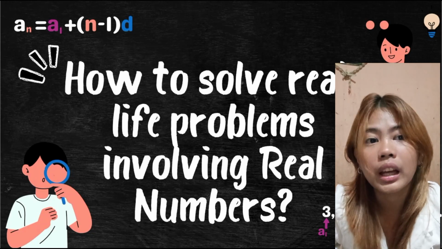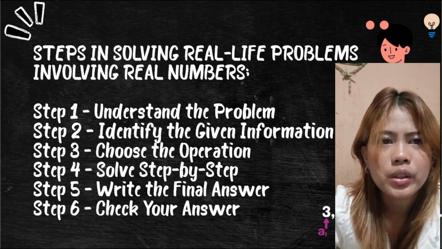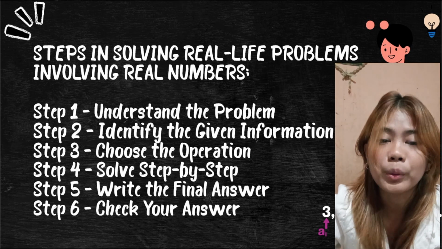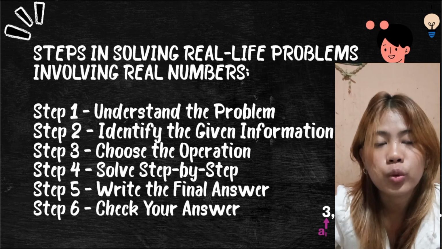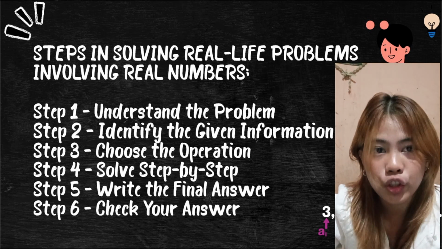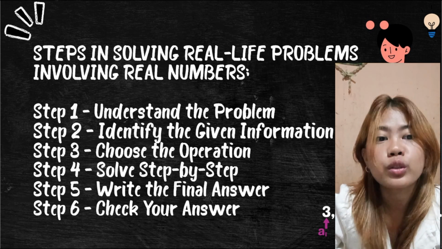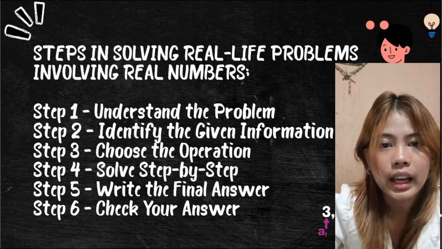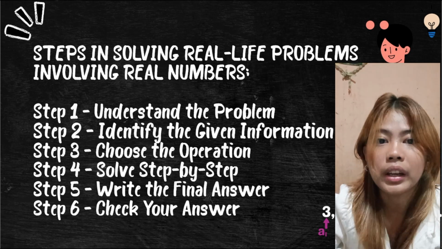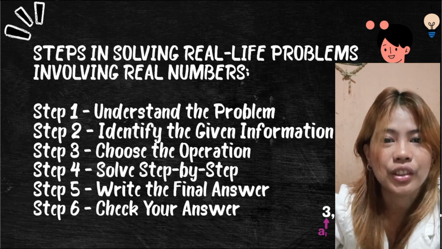So how do we solve real life problems involving real numbers? Here are the steps. Step 1 is to understand the problem. Step 2 is to identify the given information. Step 3 is to choose the operation. Step 4 is to solve step by step. Step 5 is to write the final answer. And step 6, check your answer if it is correct.